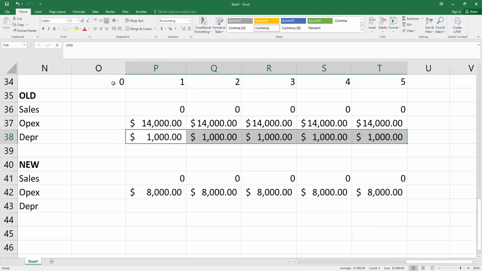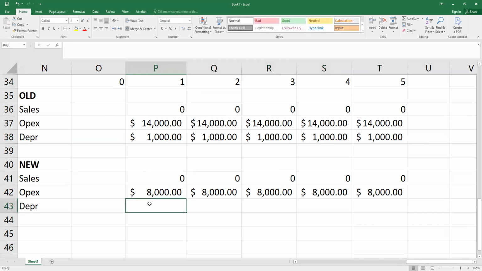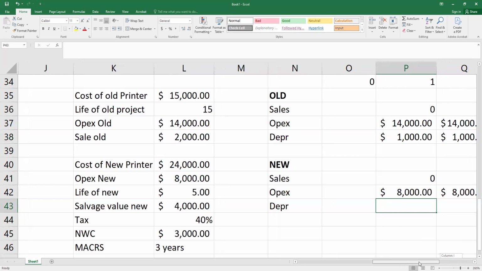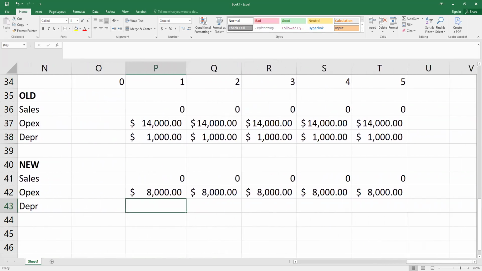But 10 years already passed for the old equipment. For the old equipment, 5 years remaining. And for the new one, we need to follow 3 years MACRS. Okay, we need to check the MACRS table. So I go here and check the MACRS.